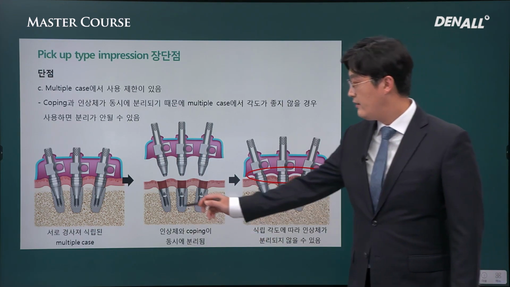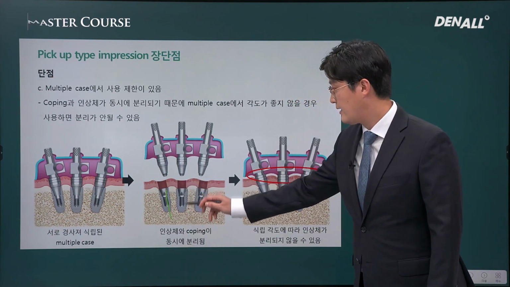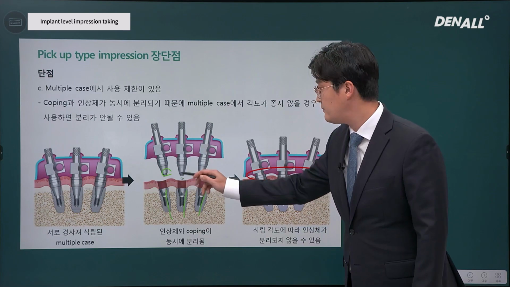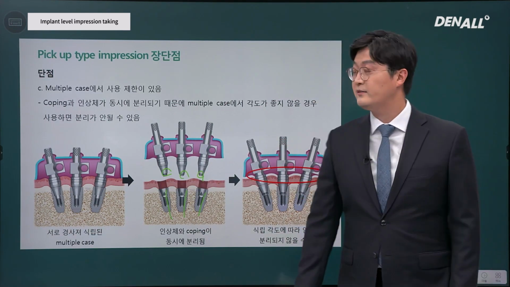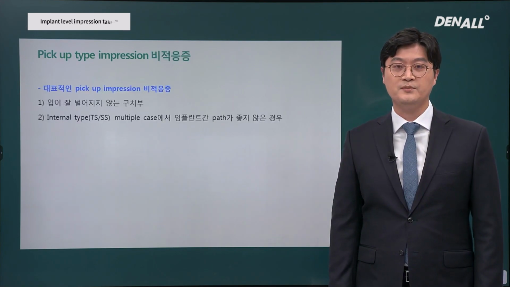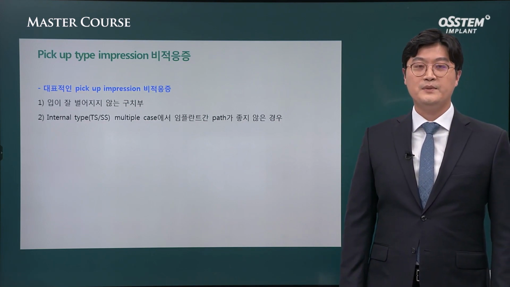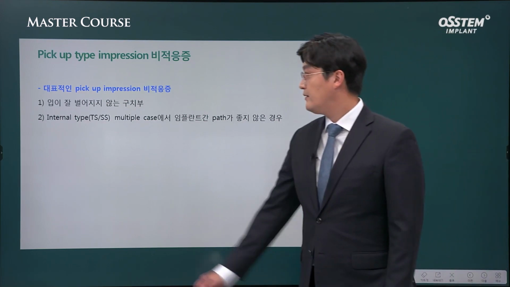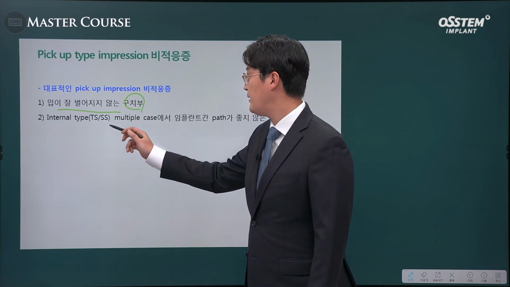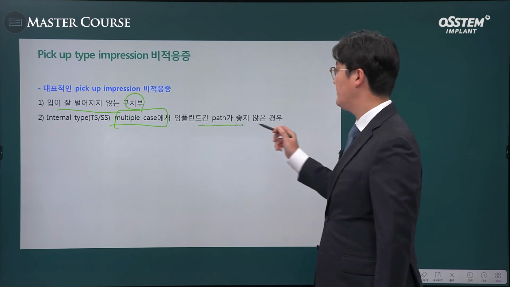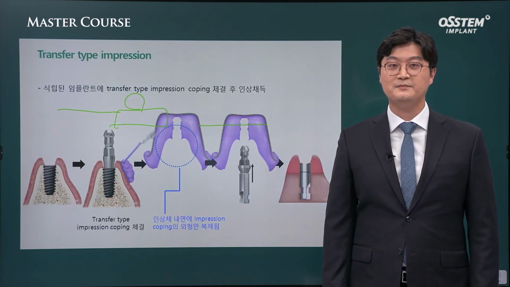In a multiple case, when implants are in parallel, it will be okay, but if they are angulated, the hex parts can get caught when the impression is taken out, so the pickup type cannot be used. Contraindication of pickup impression: the posterior region with limited mouth opening. For a multiple case when implant paths are not good, the transfer type would be better.